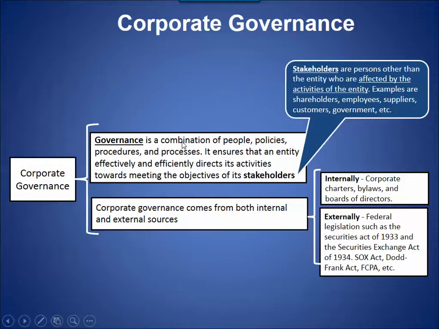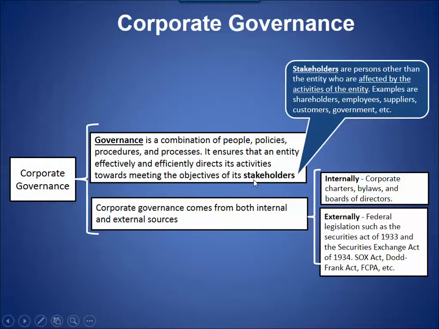Governance is a combination of people, policies, procedures, and processes. It ensures that an entity effectively and efficiently directs its activities towards meeting the objectives of its stakeholders. Now, notice I use the word stakeholders. Most people would expect me to use the word shareholders. In other words, the owners of the company. The truth of the matter is, though, that the shareholders are only one component of a group of people who are dependent upon the operation of the company, and we call these stakeholders.